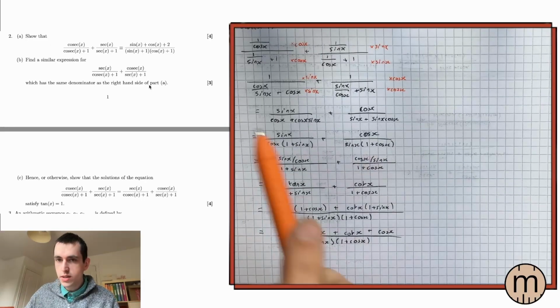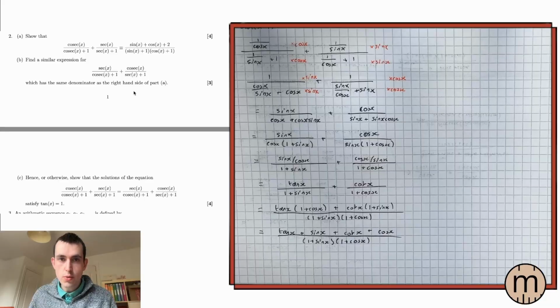Okay then, why did we bother going through all of that working? What are we actually going to do with this? This is for part C. Hence, or otherwise, but probably hence, show that the solutions to this equation, this really big equation, satisfy tan of x equal 1. Basically what that means is, once we solve this, the solutions to that long equation should be the same as the solutions to tan of x equals 1.